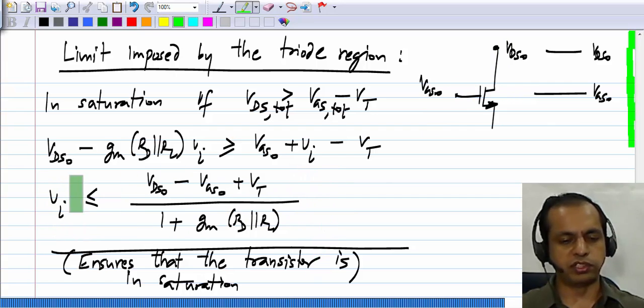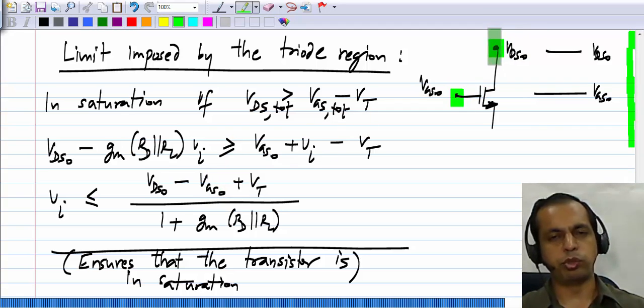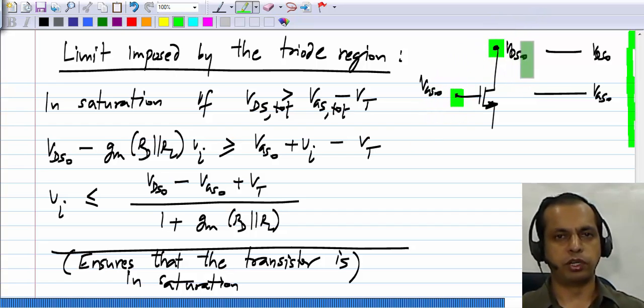And to increase this swing limit because of this triode region condition, you have to operate with a large VDG, that is large separation between drain and gate in the quiescent condition. The drain should be biased sufficiently above the gate so that it is very far from the triode region. So then you get a very large swing limit.